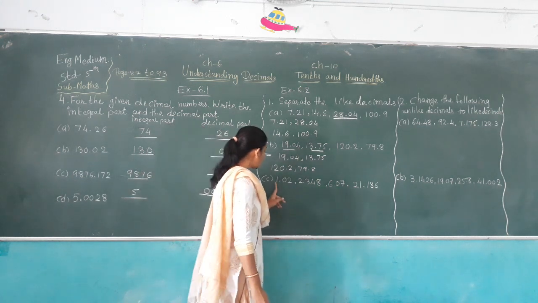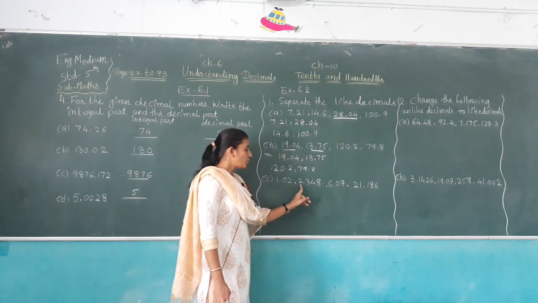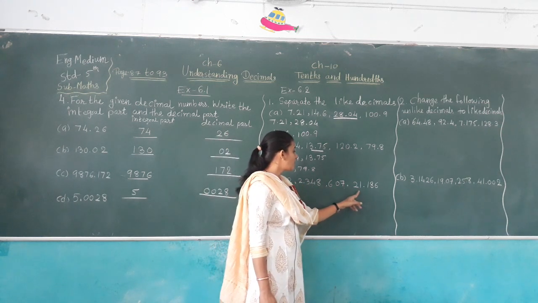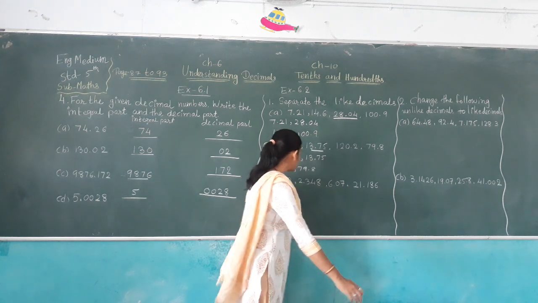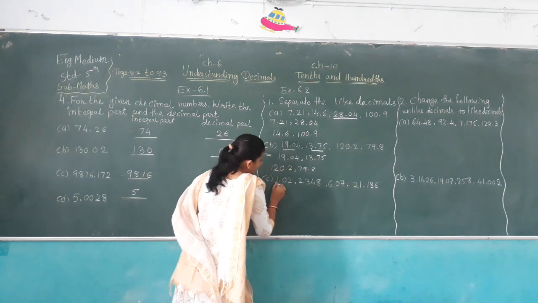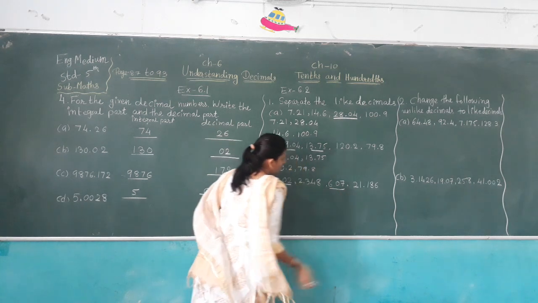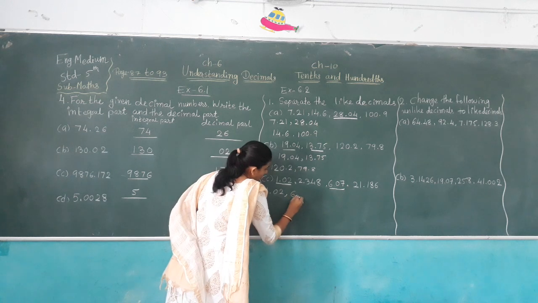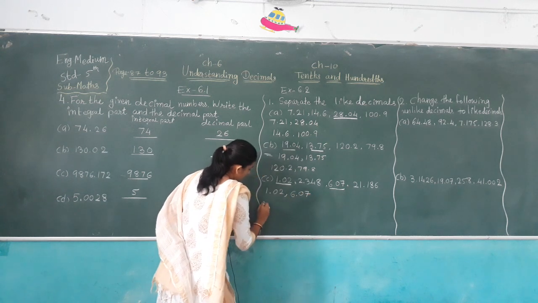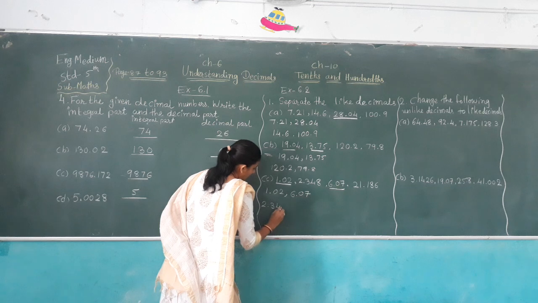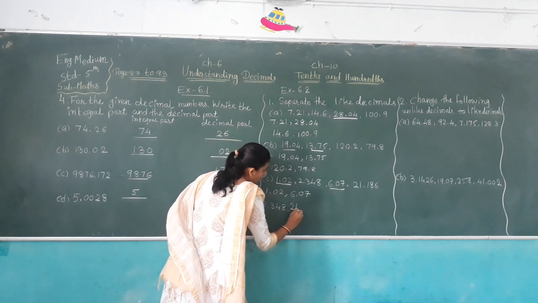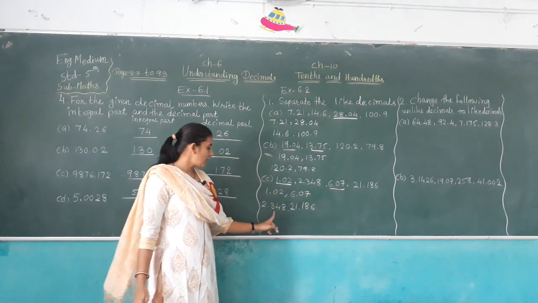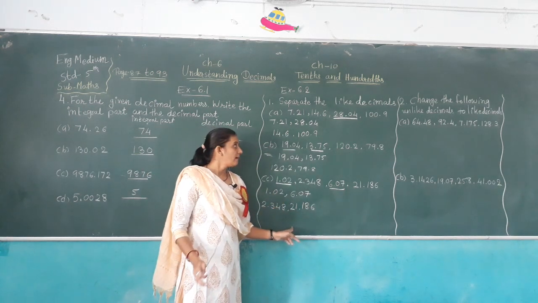Now next one: 1.02, 2.348, 6.07, 21.186. Now here after the point 2 digits, here also after the point 2 digits. So 1.02, 6.07, and 2.348 and 21.186. These both are like decimals and these both are like decimals.